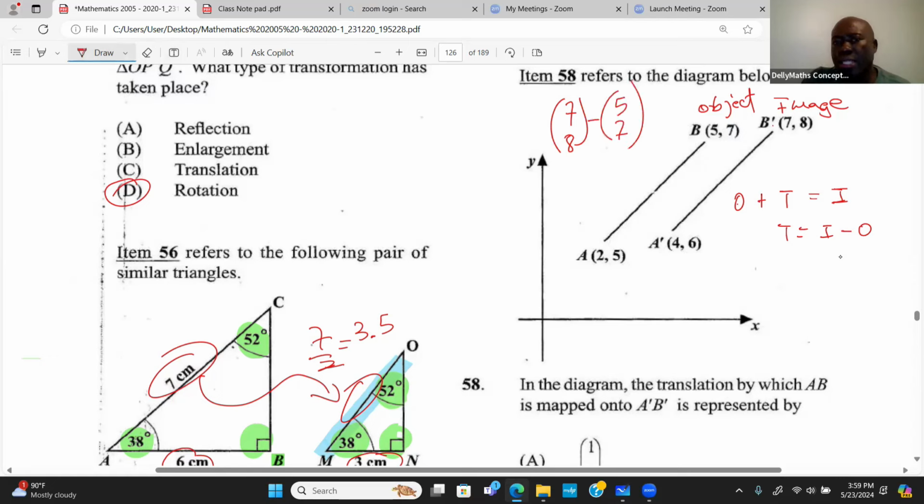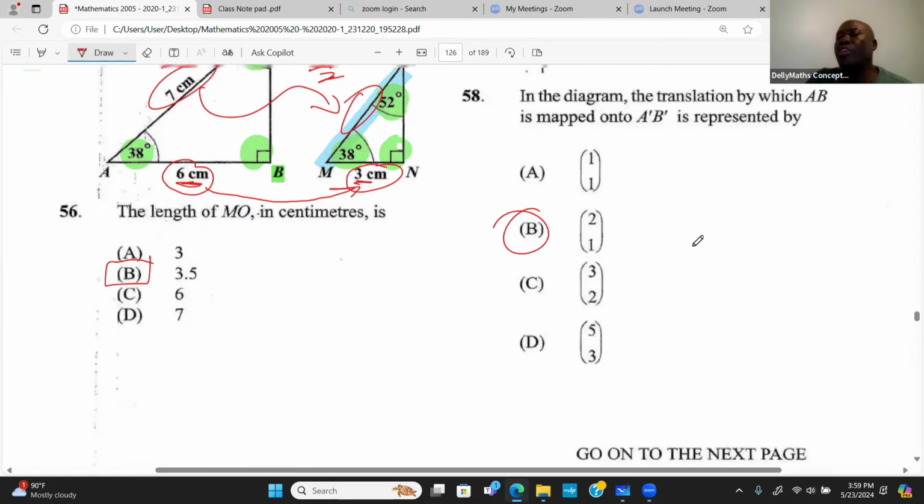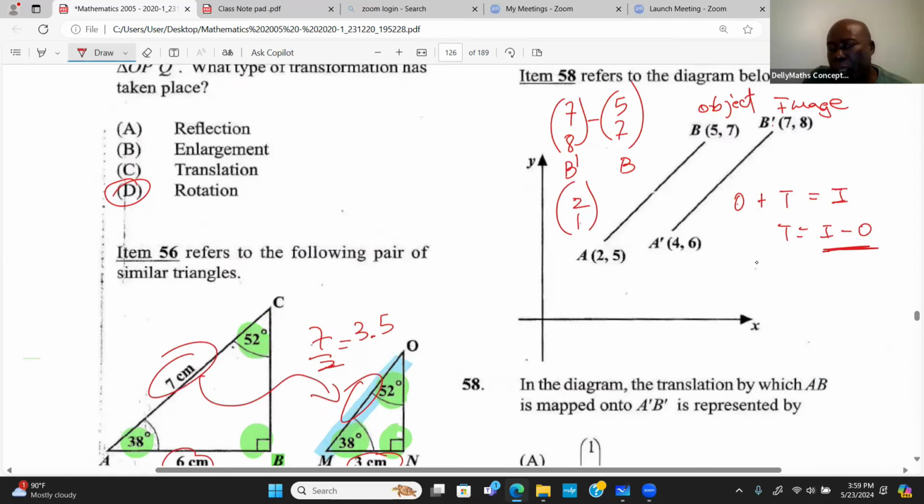So hold on. This is actually B prime, which is the image, and this is actually B, and that is what I'm saying here. So 7 minus 5 is going to be 2, and 8 minus 7 is 1. So the translation that linked them would have been 2/1. So we're looking for 2/1, not 1/2, 2/1. Now, let me use another set of points. We could have used A, where we could set up A prime here, which is 4/6, and then we're going to subtract A, which is actually 2/5. You'll get the same answer.